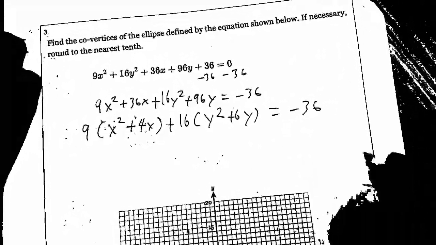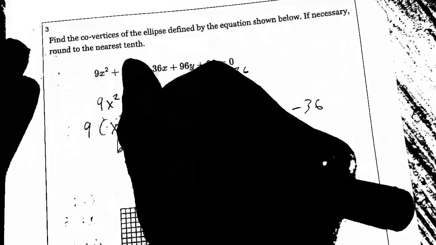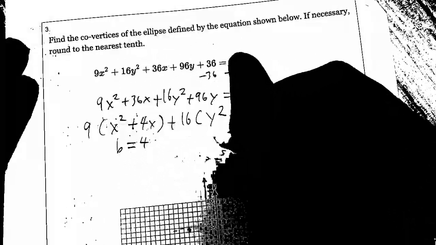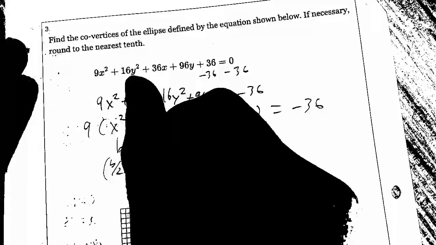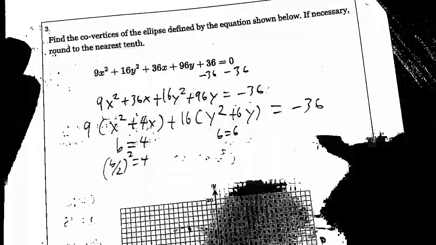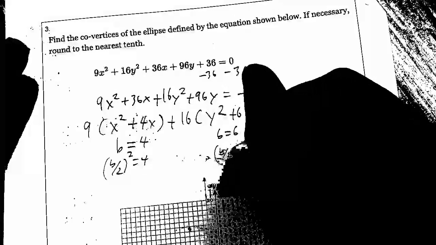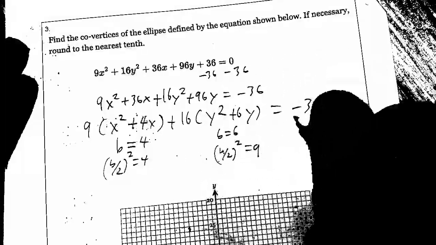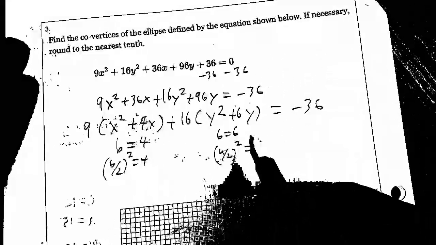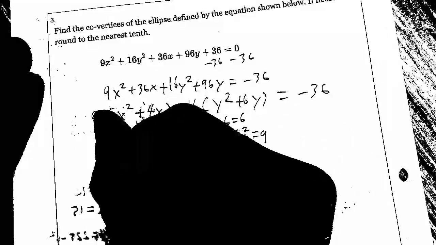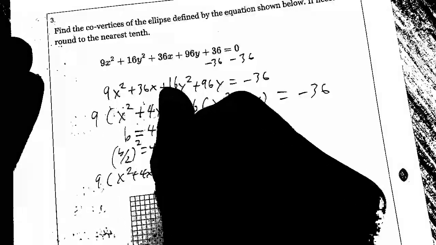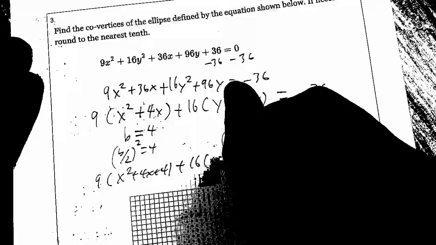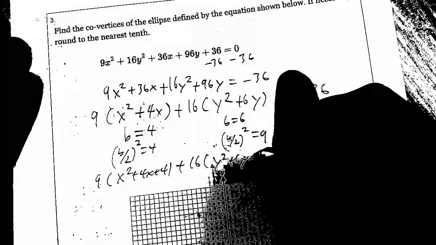Yep. We're now going to complete the square. To complete the square, you got to get your b, and then you got to get your b over 2 squared. So b is 4 here, b is 6 here. b over 2 squared is going to be 4 here, because 2 squared is 4. And b over 2 squared here is going to be 9. We're going to add that 4 here. We're going to add the 9 there. Kind of running out of space here. So we're going to have 9 parentheses x squared plus 4x plus 4, plus 16 parentheses y squared plus 6y plus 9.